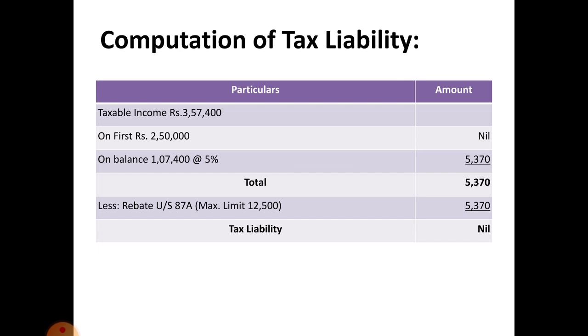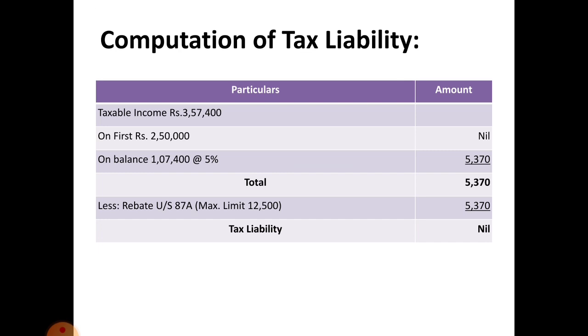See the computation of tax liability. Total taxable income 3,57,400. On first rupees 2,50,000 exempt from tax, that is nil, because he is below the age of 60 years. That is why up to 2,50,000 not taxable. And on balance 1,07,400, that is 3,57,400 minus 2,50,000, on balance 1,07,400 at 5%, that amounts to rupees 5,370.